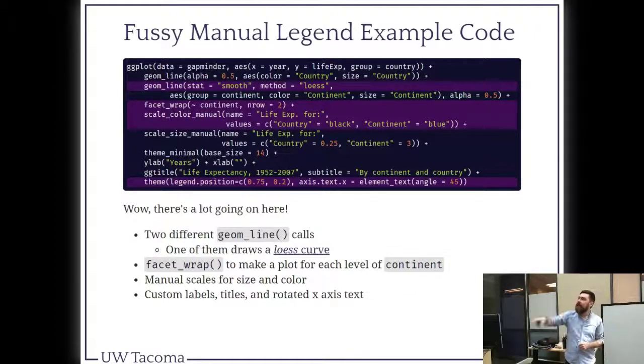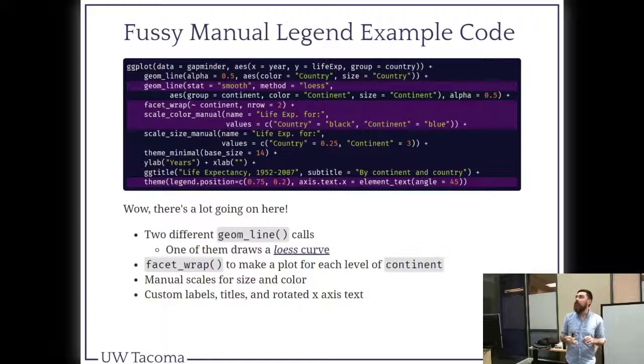Then I say, scale color manual, the name is life expectancy, values, country is black. That means every country line is going to be black. Continent equals blue. All the continent lines are going to be blue. So I've fixed them, but I'm still doing it in kind of an aesthetic up here because it is still being determined on the fly by the data. We'll see what this looks like in a second.